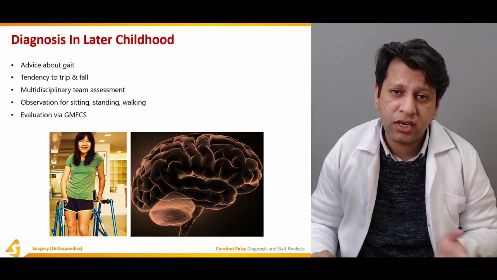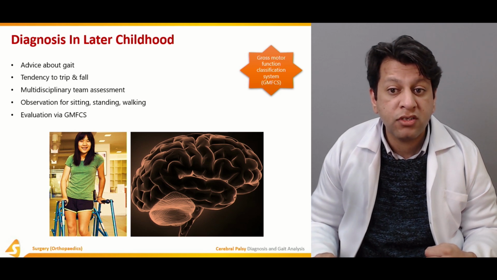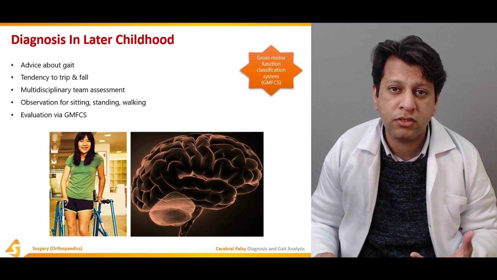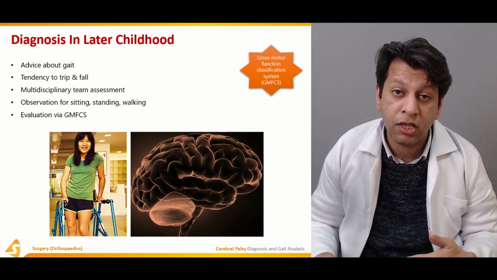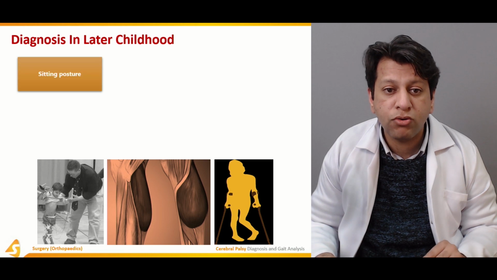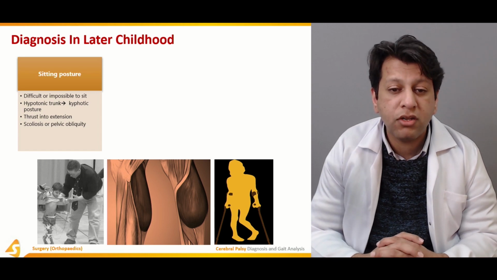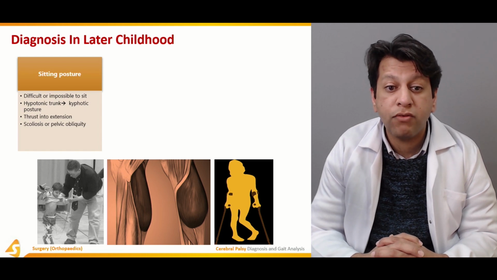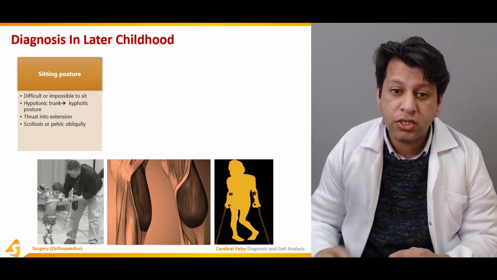So it has 5 grades, and depending on the grade, it comes into different areas. The Gross Motor Function Classification System is used mainly to assess motor functions, and that determines the treatment as well: how much motor function is present at this time, and what is the desired motor function we want in this child. Now, as the child grows, the other thing to look at is sitting posture. As I just told you, it is usually difficult for them to sit, and sometimes impossible. Hypotonic trunk, kyphotic posture, usually thrust into extension, and scoliosis or pelvic obliquity is present.